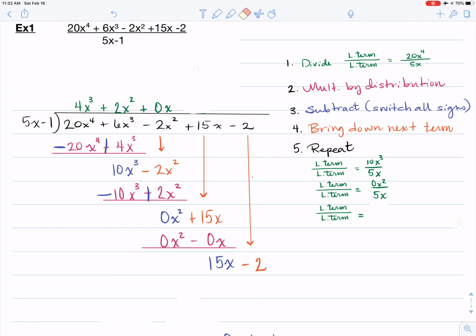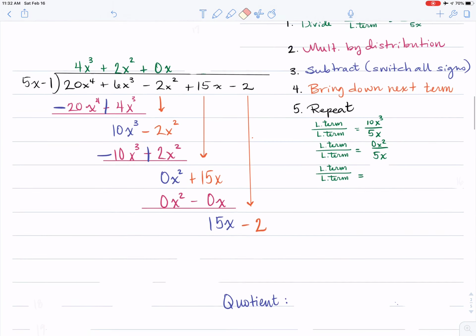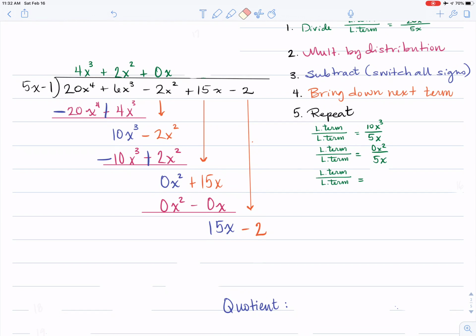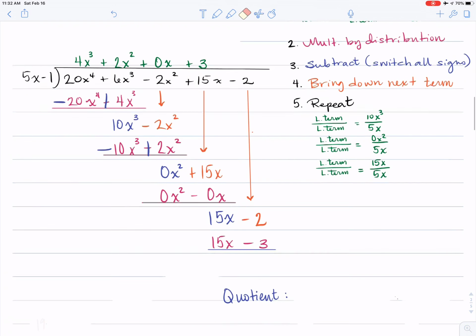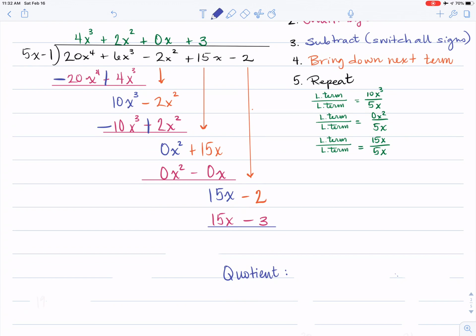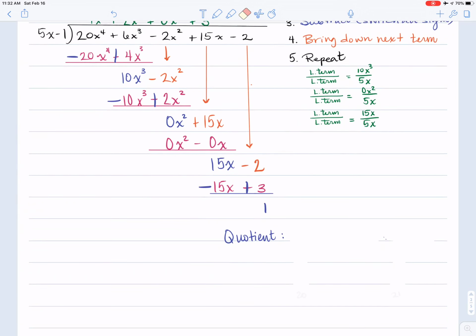After you bring down the next term, let's start all over again. Once again, leading term divided by leading term: 15x divided by 5x is going to be a positive 3. Multiply by distribution. Subtract, and make sure that you switch all of the signs. Now you have a remainder of 1. At this point, we've run out of numbers to work with.